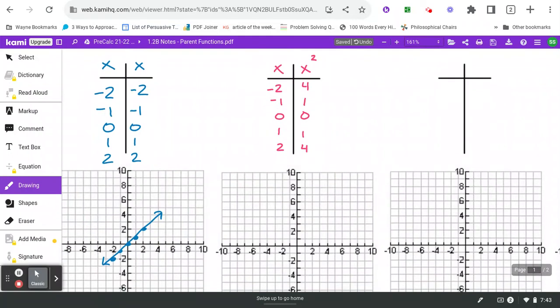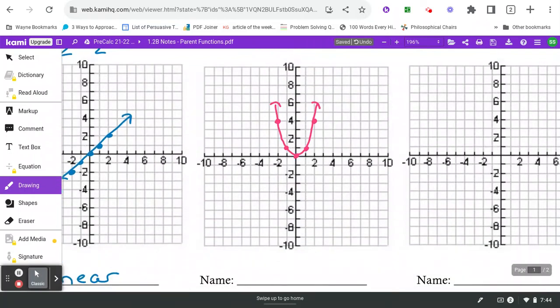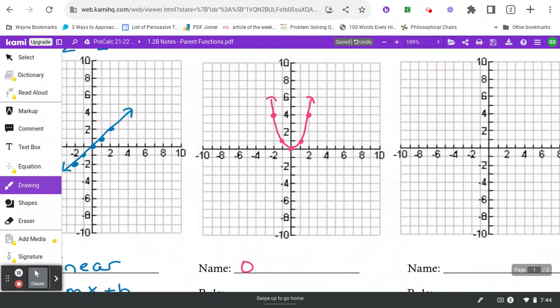Then we'll plot these points. -2, 4. -1, 1. 0, 0. 1, 1. And 2, 4. And you probably recognize this shape. It's what we call a parabola. The official name for that function is a quadratic, but we call the shape a parabola.